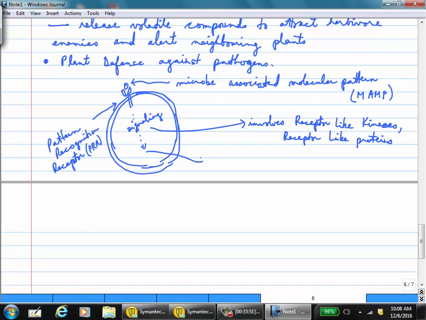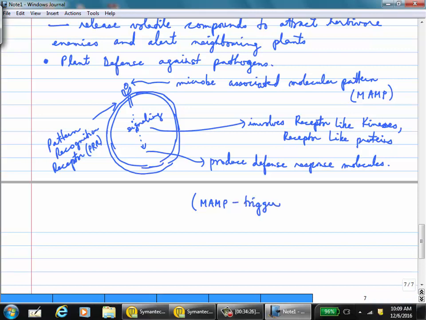So produce defense response molecules, right? So it's like in response to that microbe associated molecular pattern that is detected, right? The plant is producing those defense response molecules. So this is like a kind of immunity, right, that the plant is acquiring, and this is referred to as MAMP, microbe associated molecular pattern triggered immunity. Right? That's one aspect, right?